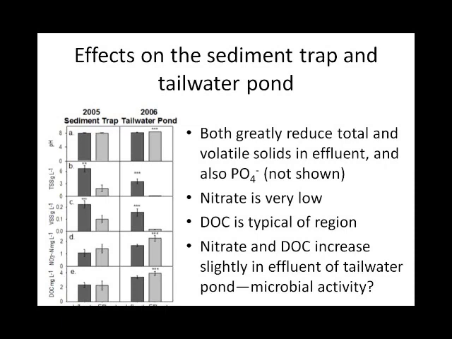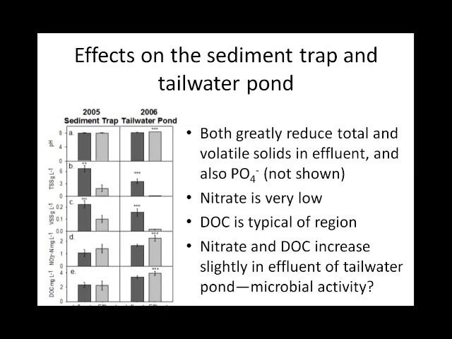What we saw was that nitrate and dissolved organic carbon went up slightly in the tailwater pond compared to the drainage ditches that were going into them. It might be because of microbial activity, we're not quite sure. But in both cases, the concentrations were nothing alarming. They were quite low. And we're not seeing a lot of movement or a lot of effect on any problems in the sediment trap and tailwater pond compared to local conventional fields.